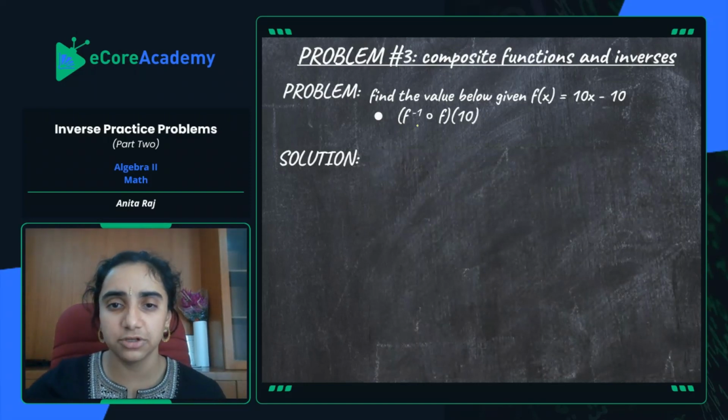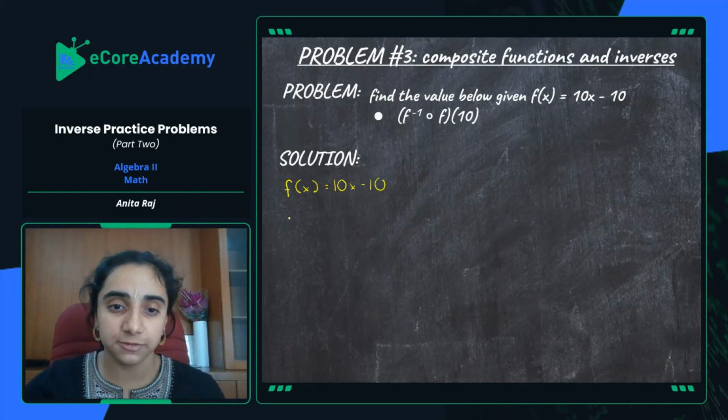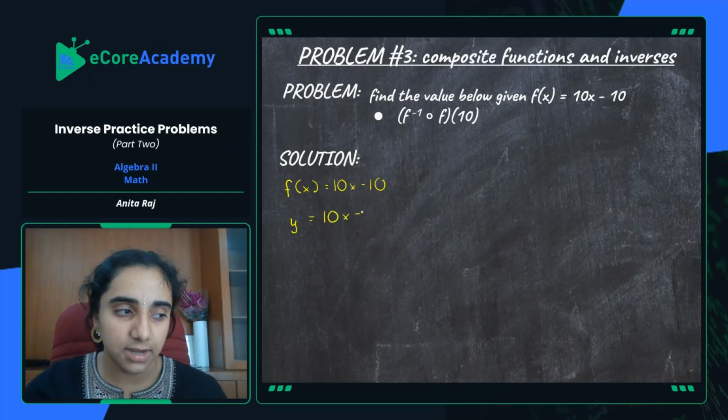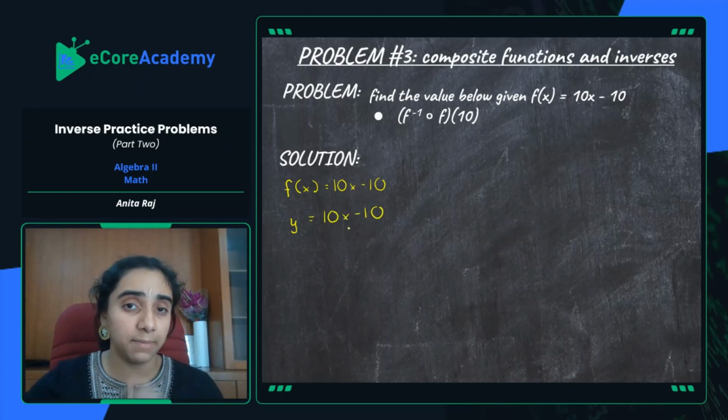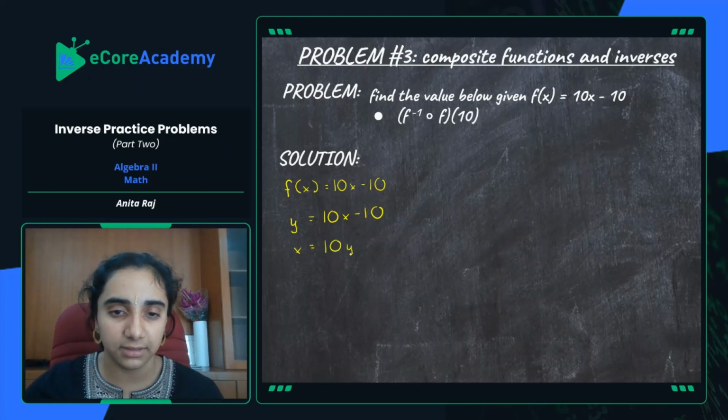So the first thing I'm going to do is write what the function we've been given is. So the function we've been given is f of x is equal to 10x minus 10. I'm going to write this in terms of x and y as we usually do. So y equals 10x minus 10. And now what we're going to do is swap x and y. So we're going to write this as x equals 10y minus 10.